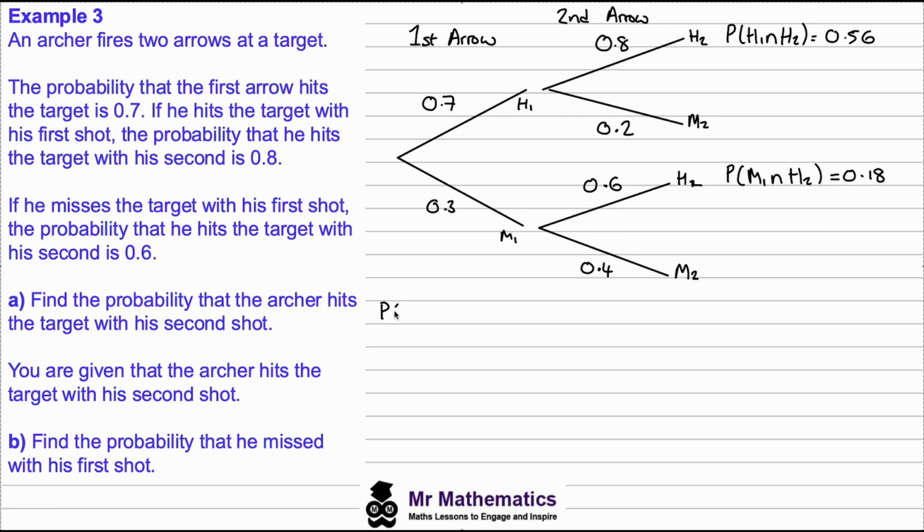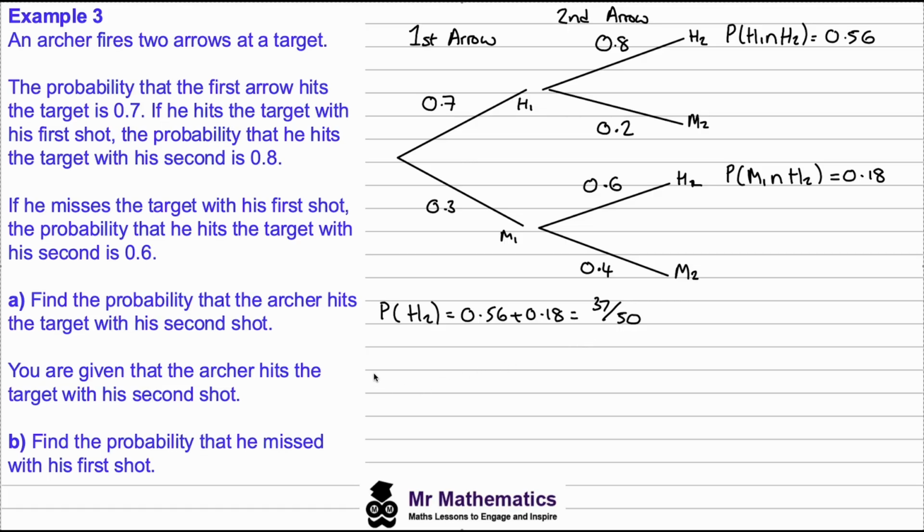So a probability of hitting on the second shot would be the 0.56 plus the 0.18. And this gives us 37/50.